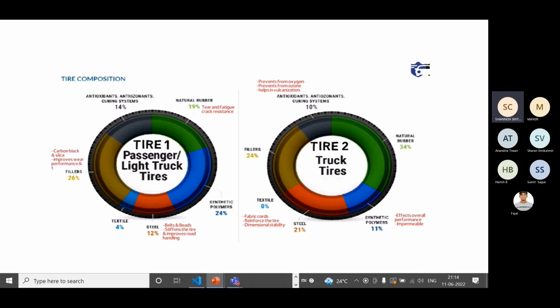Okay, so in the first slide we have the comparison between the composition of the tires of two different vehicles. On the right-hand side you can see tire 2, which is a truck tire. This is basically a heavy load vehicle tire, and this is a lightweight vehicle tire. You can see the percentage of different components here. In the heavy load vehicles, we have a higher percentage of natural rubber and steel, whereas here we have a lesser percentage of that. And if you compare the fillers, the percentage is almost the same in both tires.